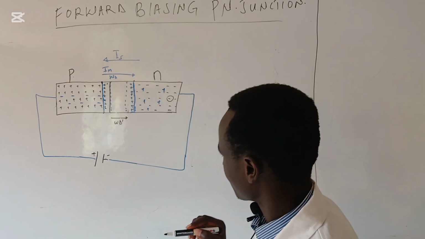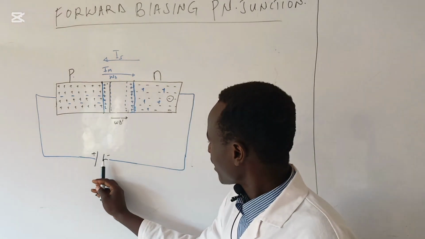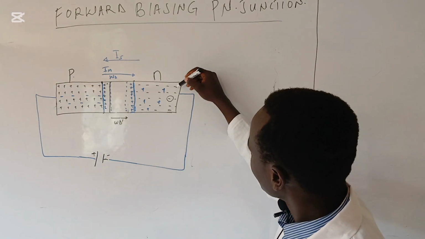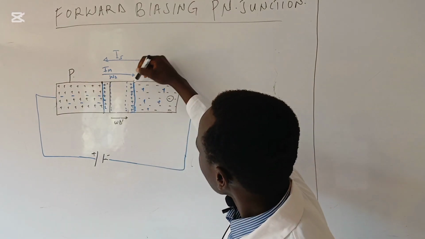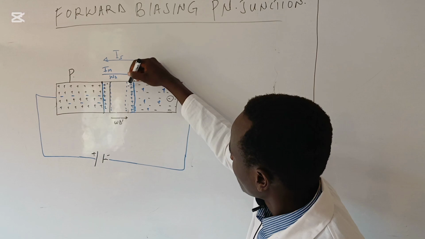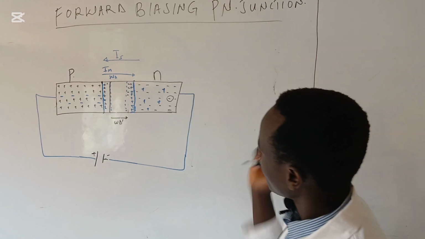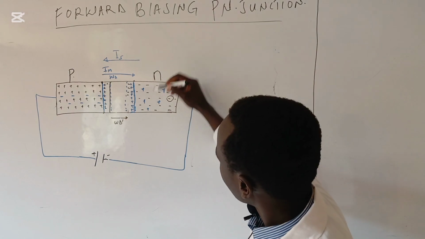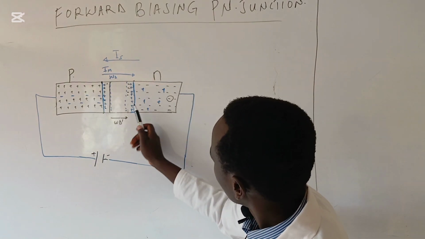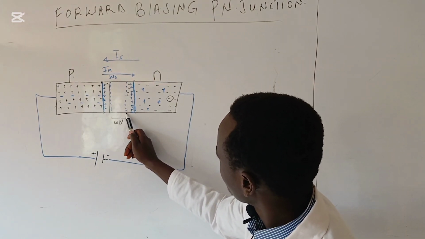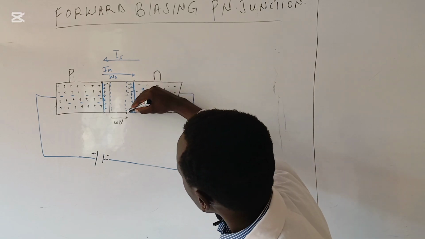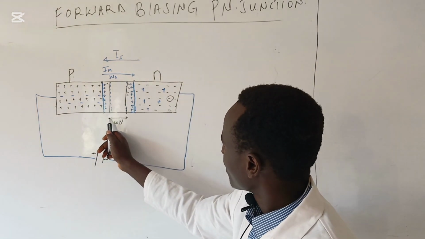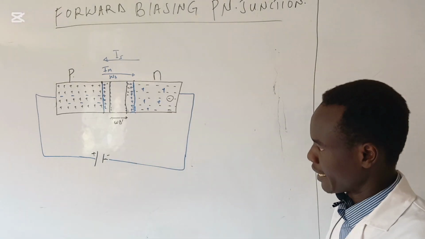It reduces. Also, the negative terminal of the battery repels the negative electrons to combine with the holes in the junction. Now, the potential barrier also shifts from this position to a new position here. Now the new potential barrier becomes WD prime.